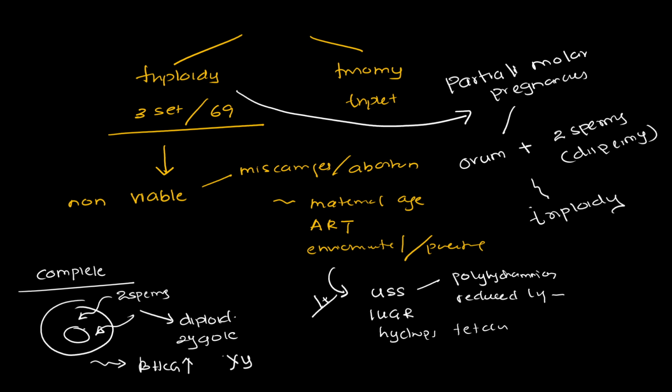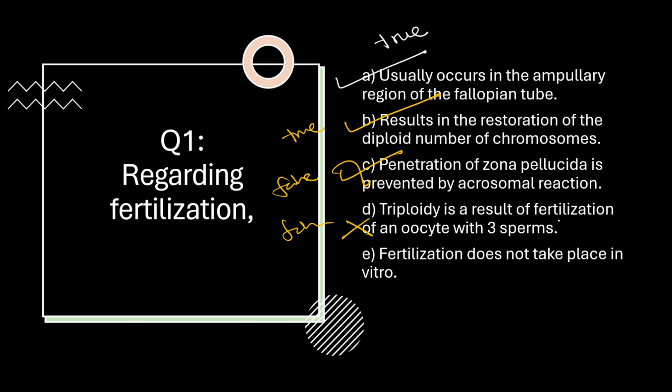So, triploidy is a result of fertilization of an oocyte with three sperms is false, because it includes only, in partial molar pregnancies, the unification of an oocyte with two sperms, with three sets of chromosomes. Fertilization does not take place in vitro, again, a false statement. In vitro fertilization is something that is employed once a normal process is not eligible for certain couples. So with this, we are concluding the first question.